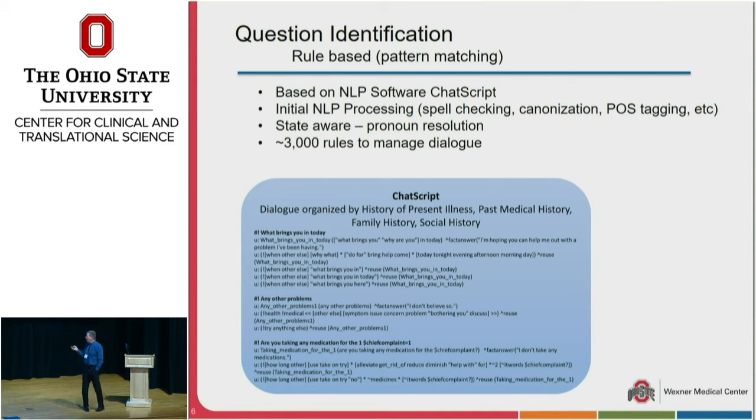So I wrote actually probably now about 6,000 rules to manage that conversation, using the specifics of the software program. The software program does some things. It does canonization and parts of speech tagging and all of that. One of the most important things it does, though, is pronoun resolution and keep track of where you are in the conversation. In our domain, we have to know exactly what you're talking about.